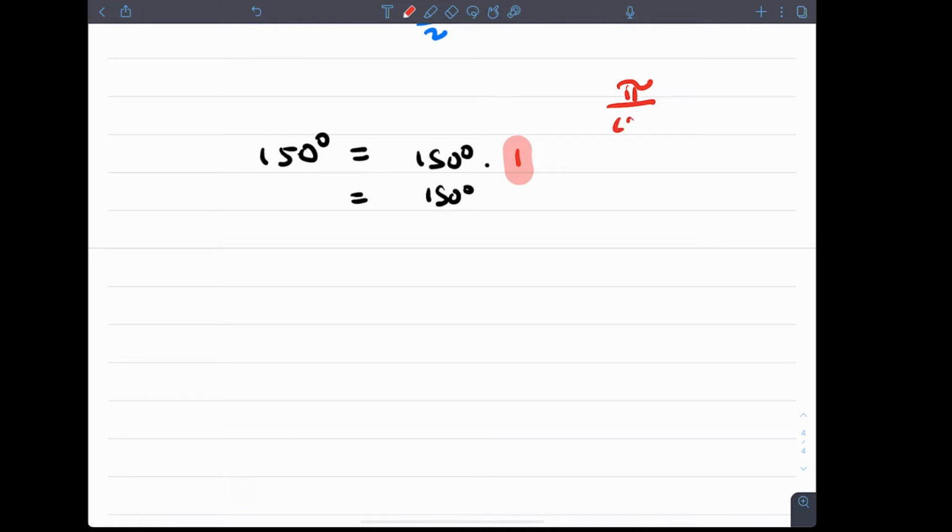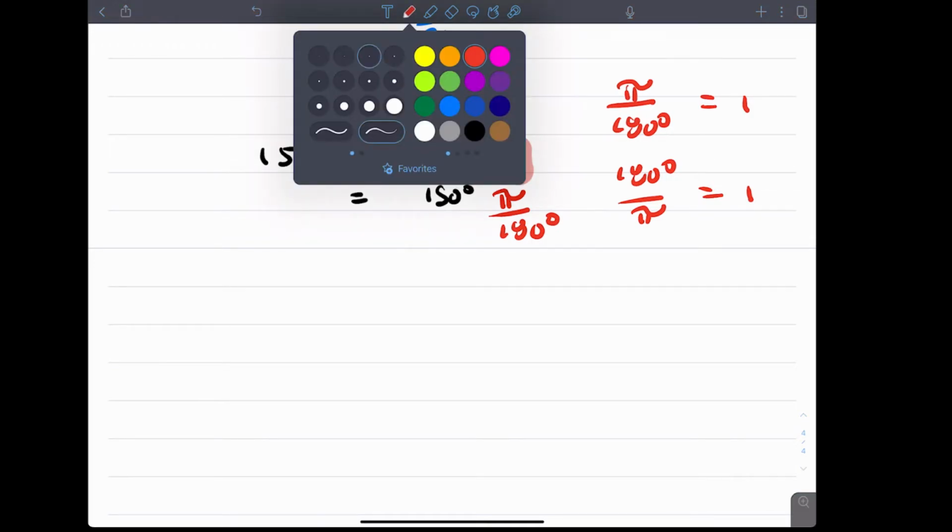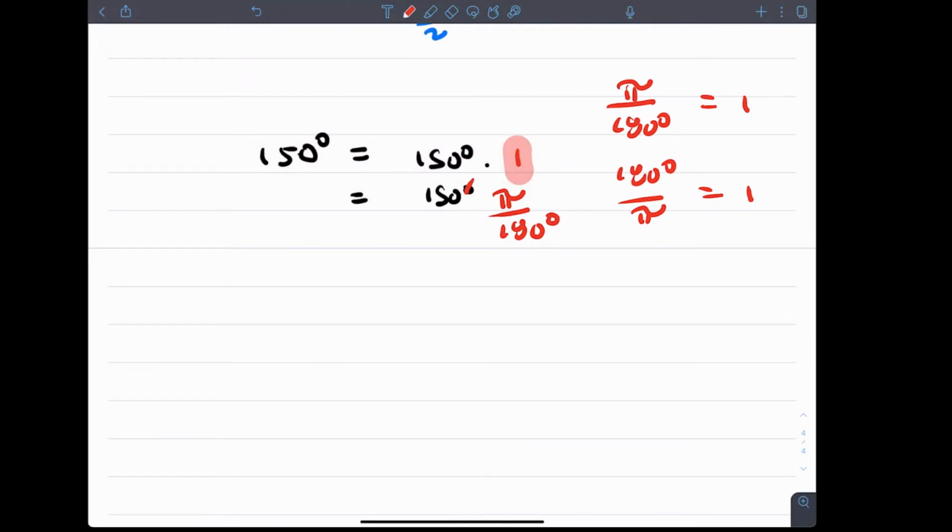I can use pi over 180, right? That's 1. I can use 180 over pi. That's 1. Which one do I use? I have to use pi over 180 degrees. You say, why? Because if your units are here, degrees, on top, in order to cancel, it must be at the bottom. There's only one that will be that way. So now you say, what does this give me? Well, 150 pi over what? Get rid of the 0. What does that give you? 15 pi over what? 18.